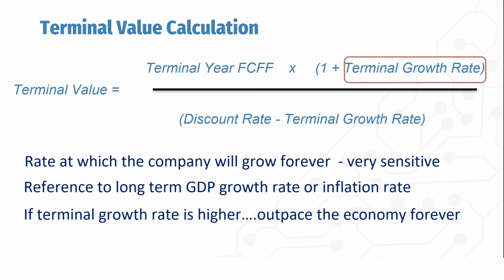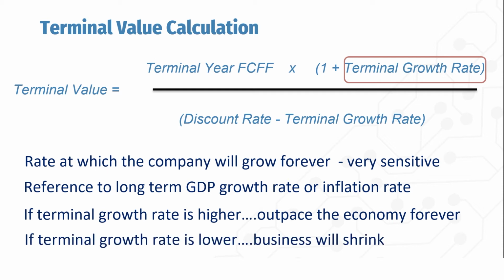In some cases, for example, high-tech companies, it is possible to have a terminal growth rate which is higher than the long-term GDP growth rate of the country. On the other hand, if the terminal growth rate is lower than the long-term GDP growth rate of the country in which the business operates, then the assumption is that the business will shrink in relation to the overall economy. And this doesn't sound like a business anyone would want to invest in.